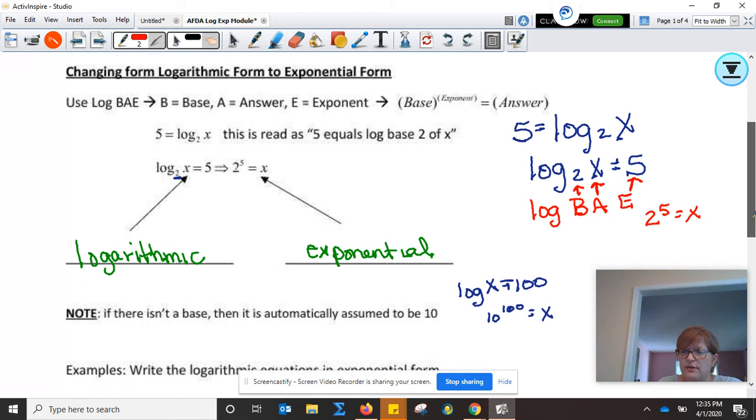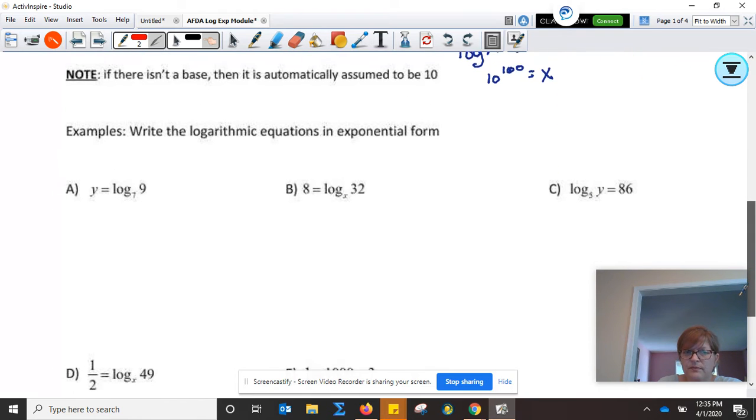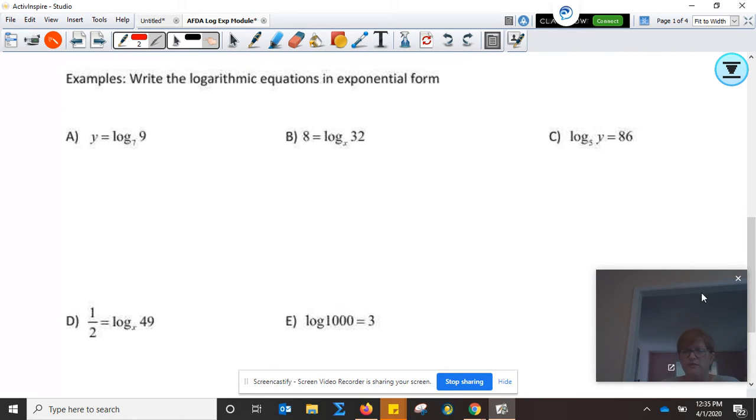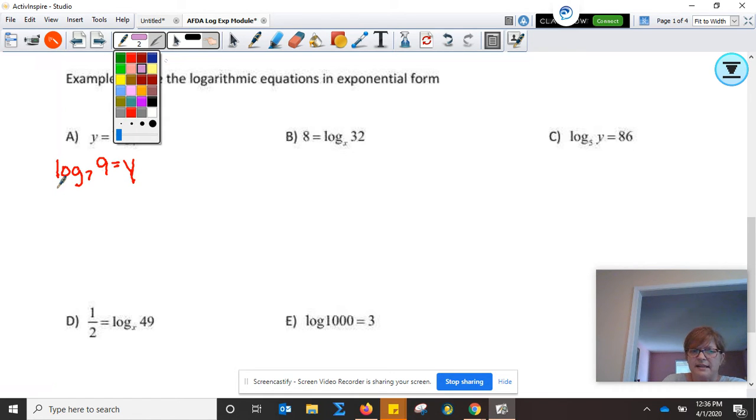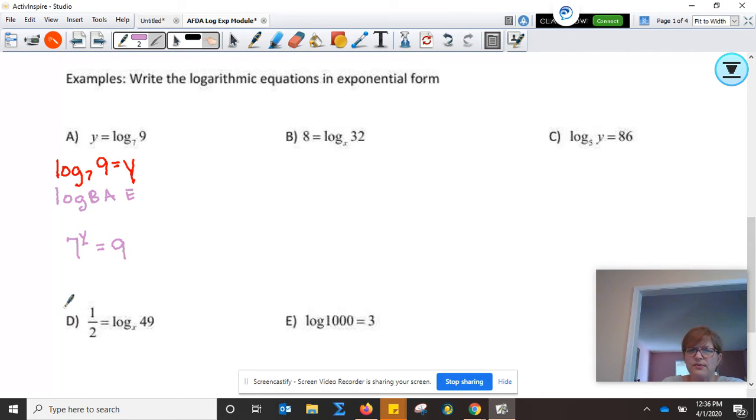Okay, so let's go down here and do some examples. Write the logarithmic equation in exponential form. So we have y equals log base 7 of 9. I'm just going to rewrite that into my log BAE form: log base 7 of 9 equals y. And I'm going to write log BAE under that, because I think for the first little bit it's going to help you. Remember, B stands for our base, so our base is 7. E is our exponent. So 7 to the y power is going to be equal to 9. And that's all that we're doing.